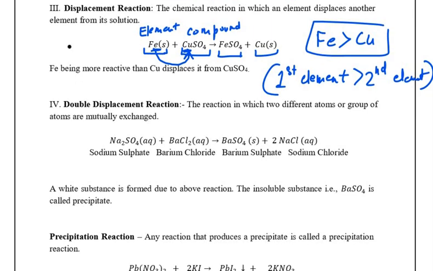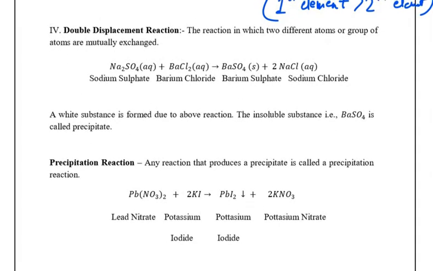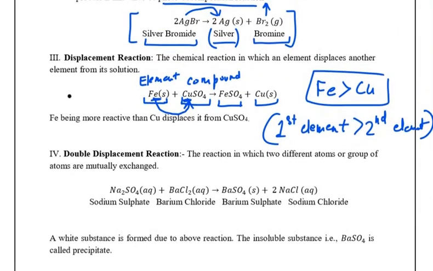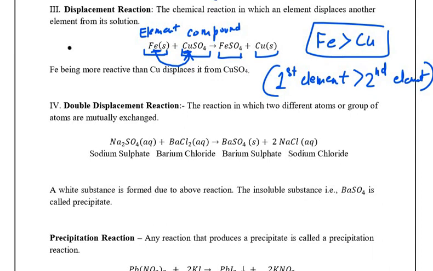Now the next is double displacement reaction. Now I will tell you the difference between displacement and double displacement. In displacement reaction you can see the first one is an element, the second one is a compound. In the double displacement reaction, the first one is a compound and the second one too is a compound. So remember, in double displacement reaction you have two compounds, and in displacement reaction we need to take one element and the other as a compound.